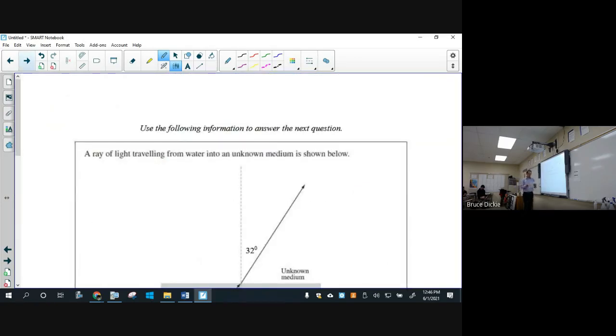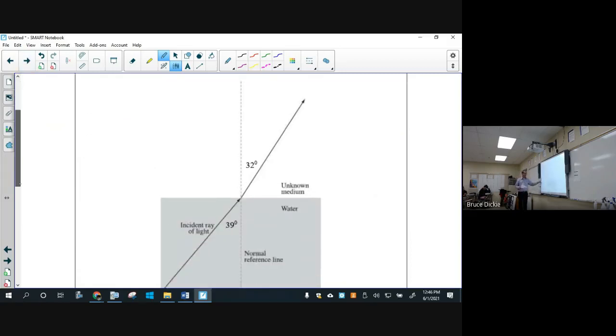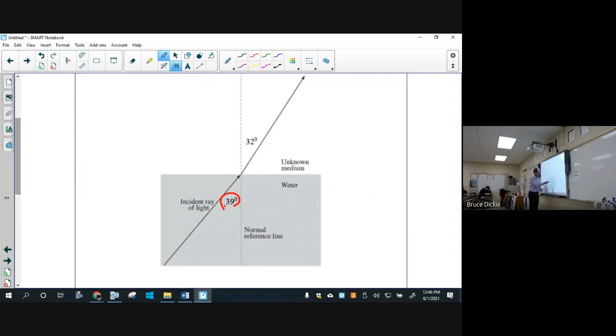A ray of light traveling from water into an unknown medium is shown below. I've given you the angles here. The original form of this question actually did not give you the angles. You were required in the original form to measure the angles with a protractor. Last year, when I gave this question, I made people measure the angles for this. The reason I didn't make you guys is because, well, last year when we did this, we did a lab on Snell's law where you were required to use protractors to measure angles.